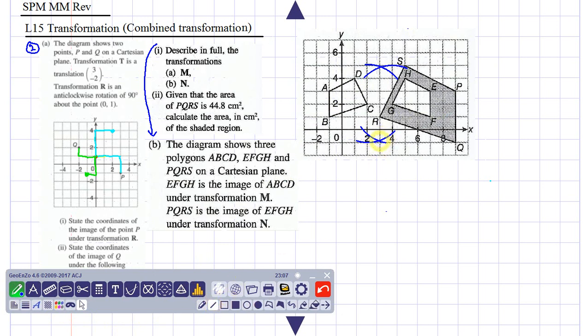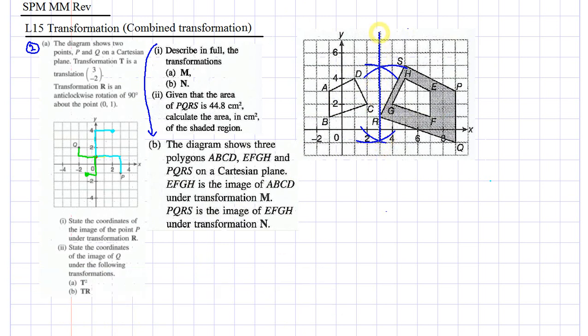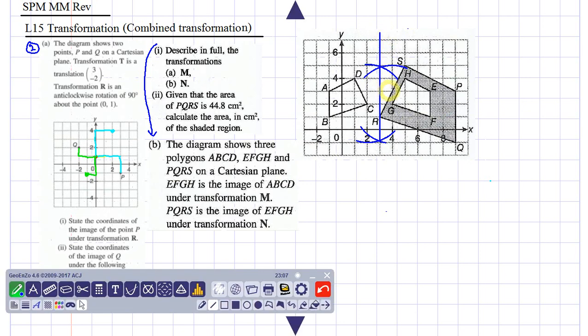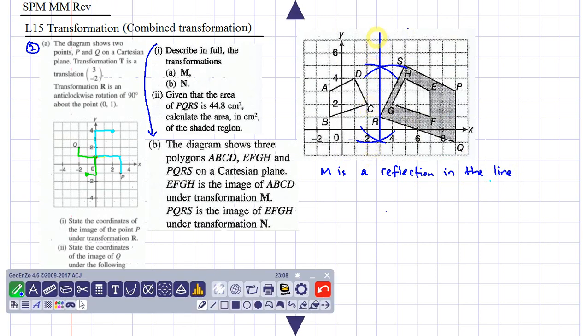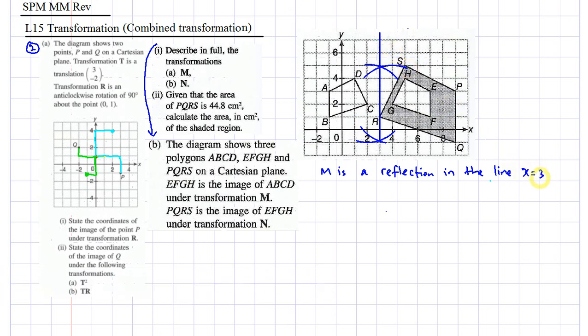Next step, connect these 2 points together. Okay, so this is the axis of reflection. So how to describe the M? M is a reflection, right? M is a reflection in the line. Okay, how to name this line? This is x equal to 3, right? X equal to 3.